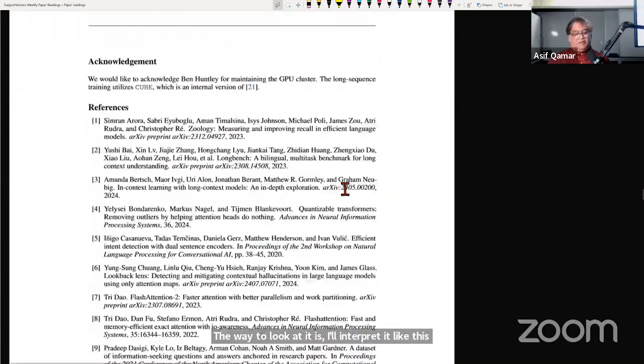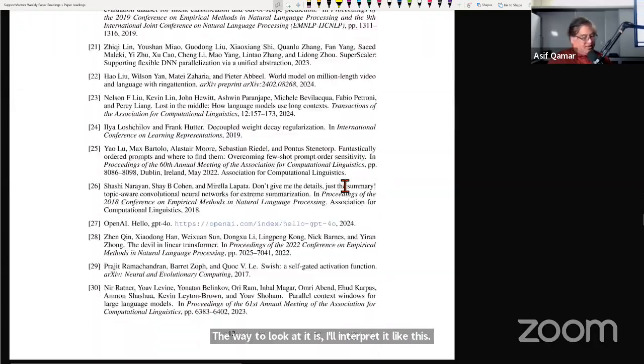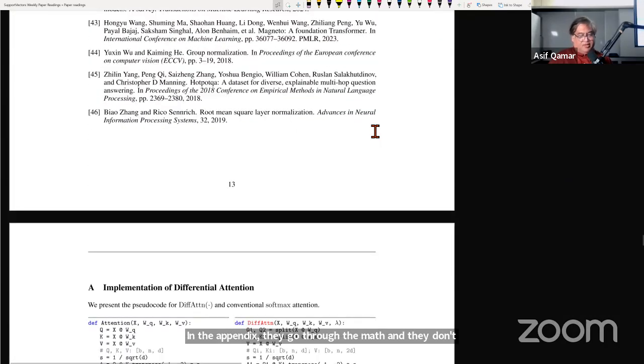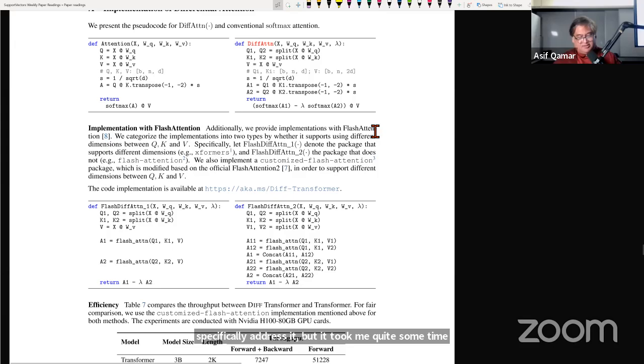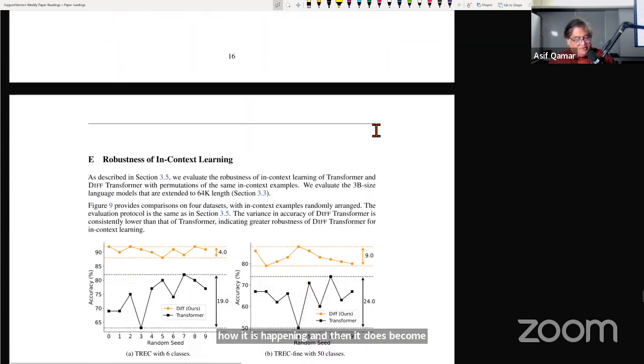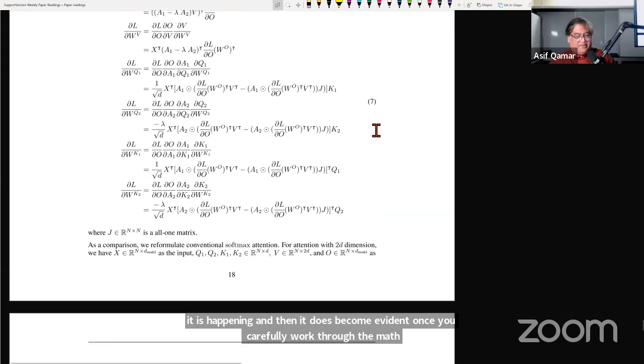In the appendix, they go through the math, and they don't specifically address it, but it took me quite some time to reason through and see how it is happening, and then it does become evident once you carefully work through the math. When we do that, actually, it is quite straightforward.